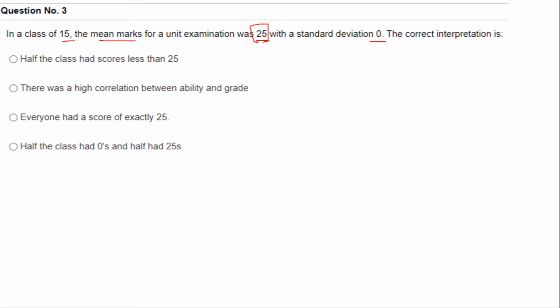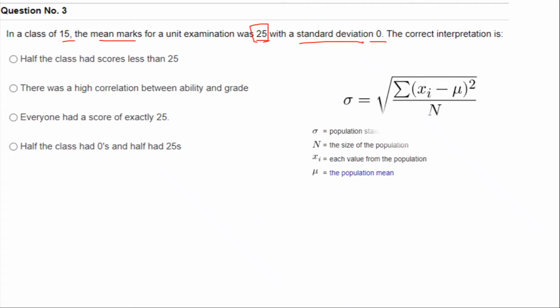Now, what is standard deviation? Standard deviation is actually the difference of each individual marks from the mean. Okay, so mean is 25. How much that difference is in their marks, that is called as standard deviation. And there is a formula for standard deviation. This is the sign for standard deviation. It is a square root of summation, that is addition, of xi minus mu square divided by n.